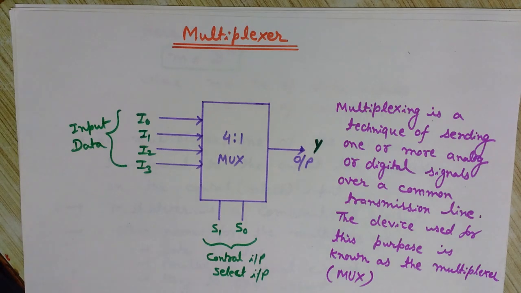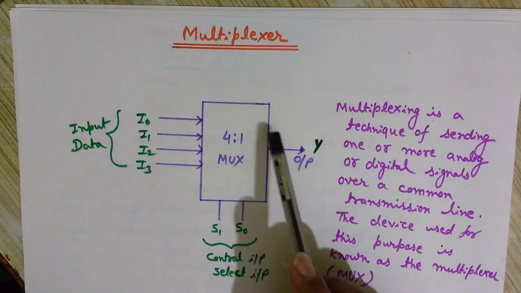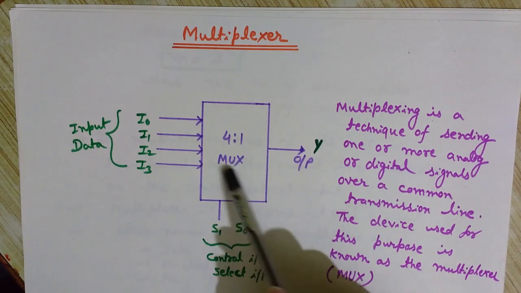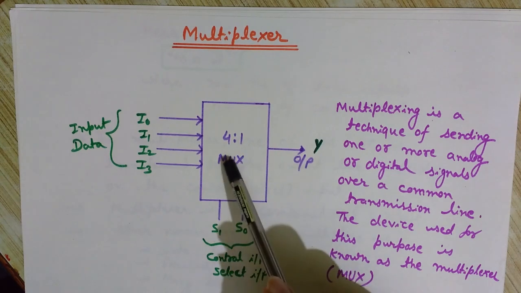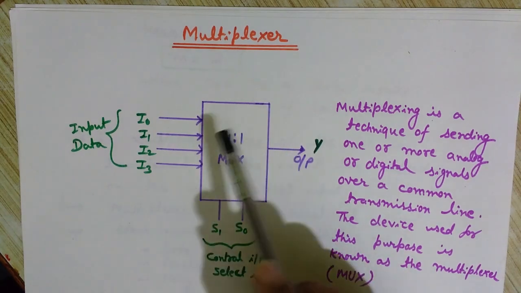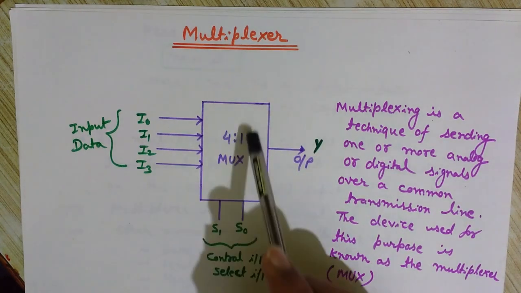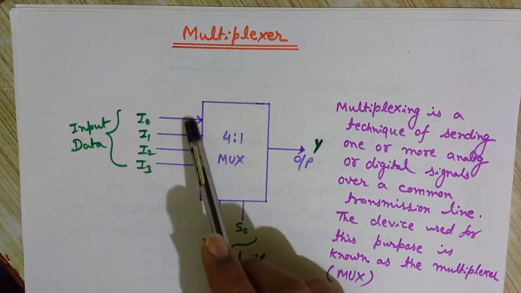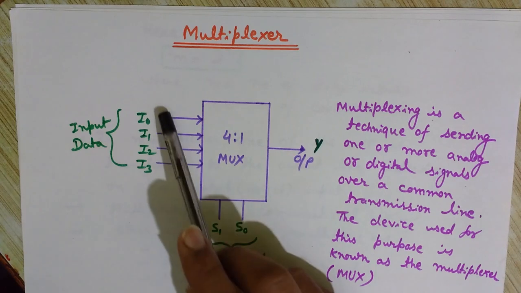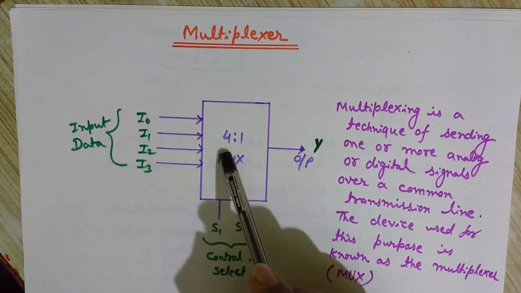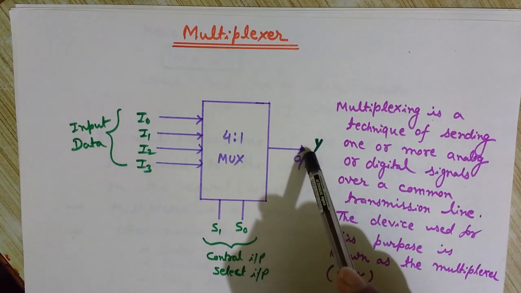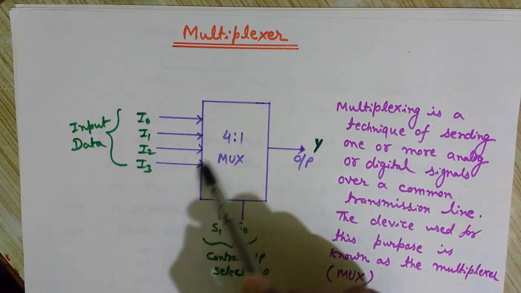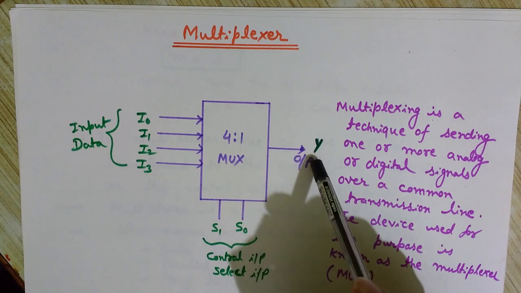So let's start. Here you can see this is a 4x1 MUX. Actually, multiplexer is also known as MUX in short. You see its structure. Since it is a 4-to-1 MUX, 4-to-1 means 4 inputs. At the input side, we have 4 digital inputs, and at this side, the output is 1. MUX has multiple inputs at this side and a single output.